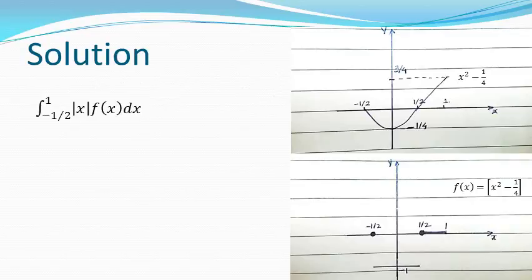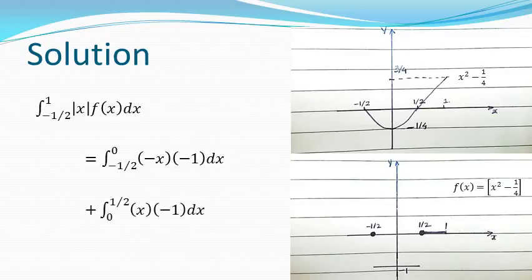In the fourth option, we have to integrate this function multiplied with mod of x from minus half to plus 1. So we can integrate from minus half to 0, and in this interval mod of x is equal to minus x and f of x is equal to minus 1. Then we have to integrate from 0 to half, where mod of x is equal to x and f of x is equal to minus 1. And finally we have to integrate from half to 1, where mod of x is equal to x and f of x is equal to 0.